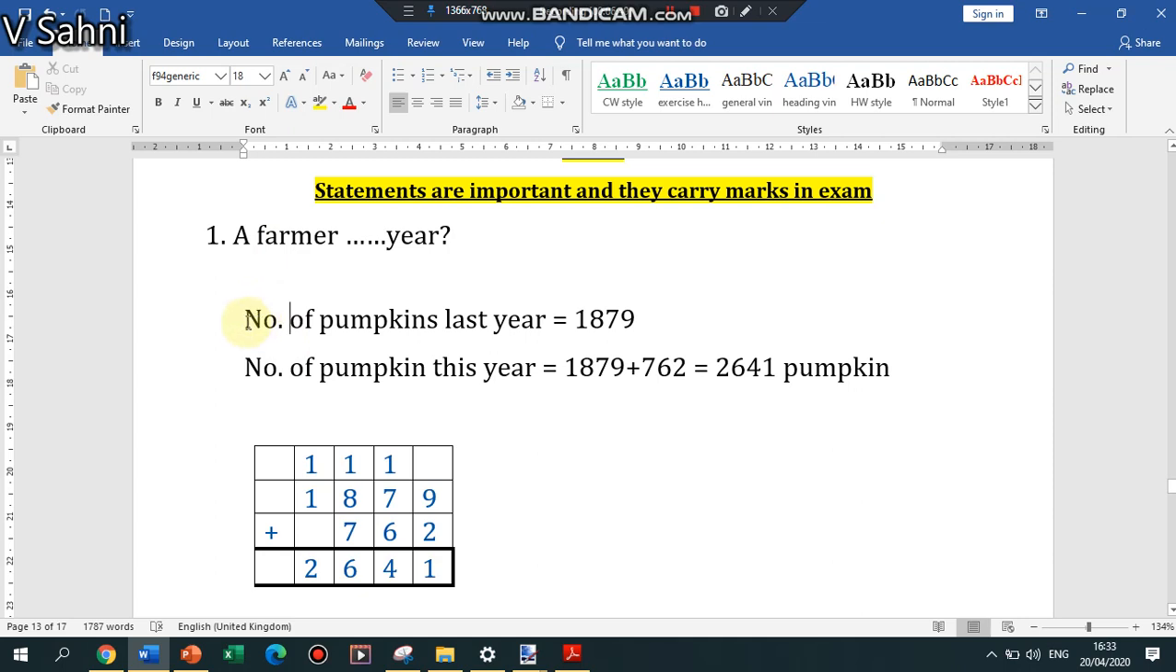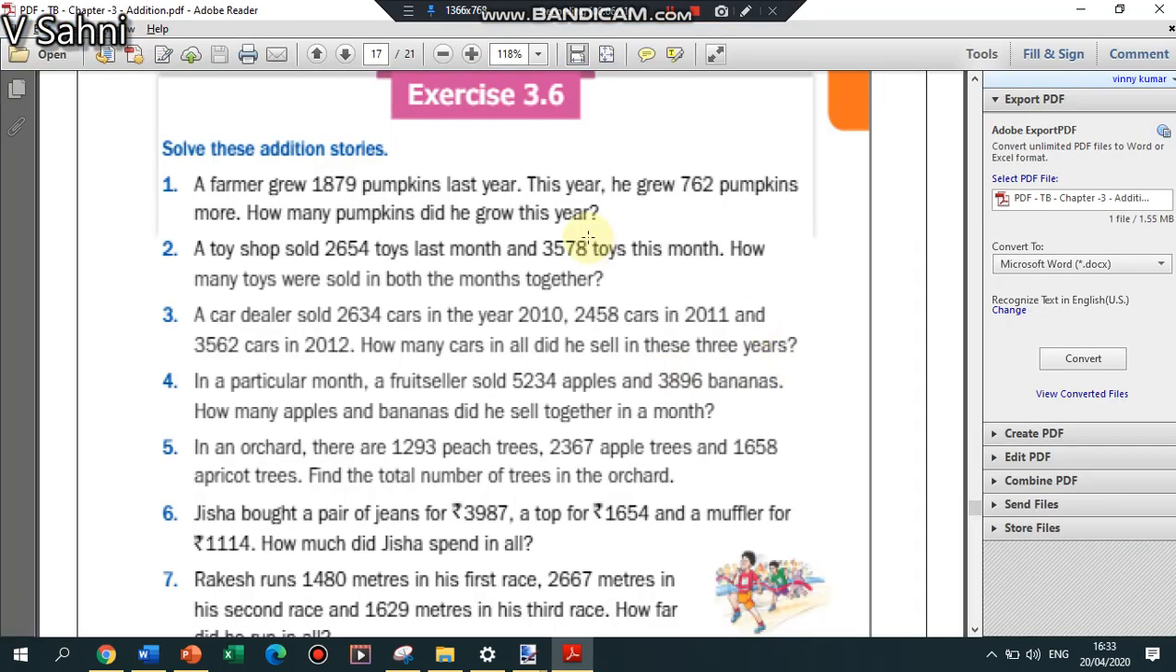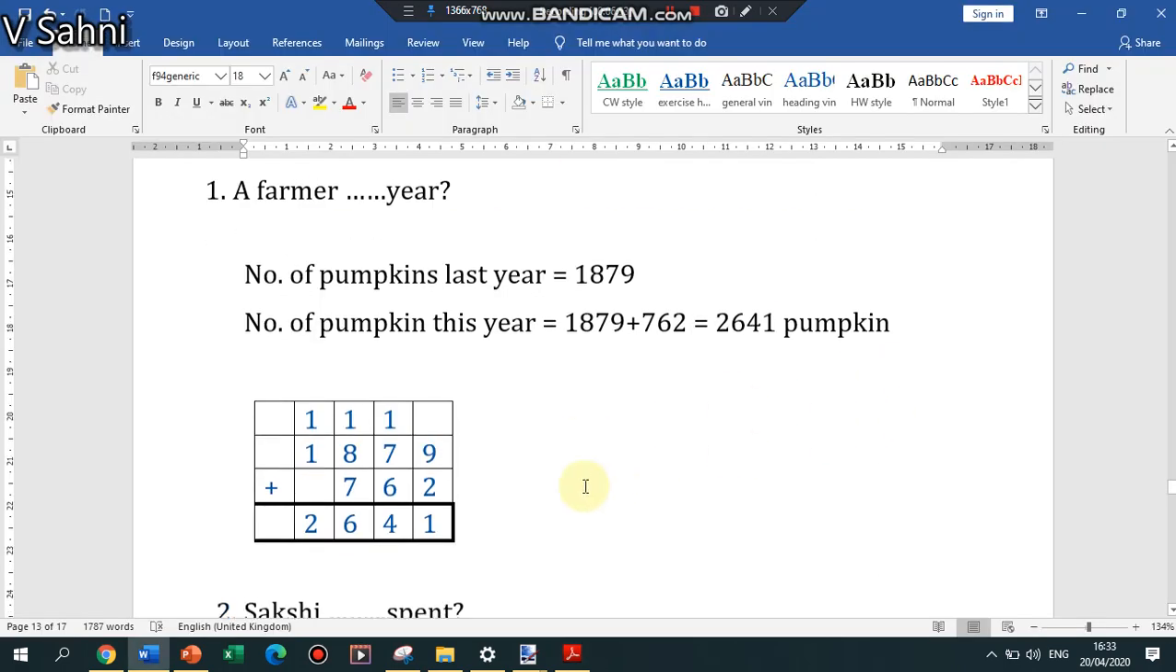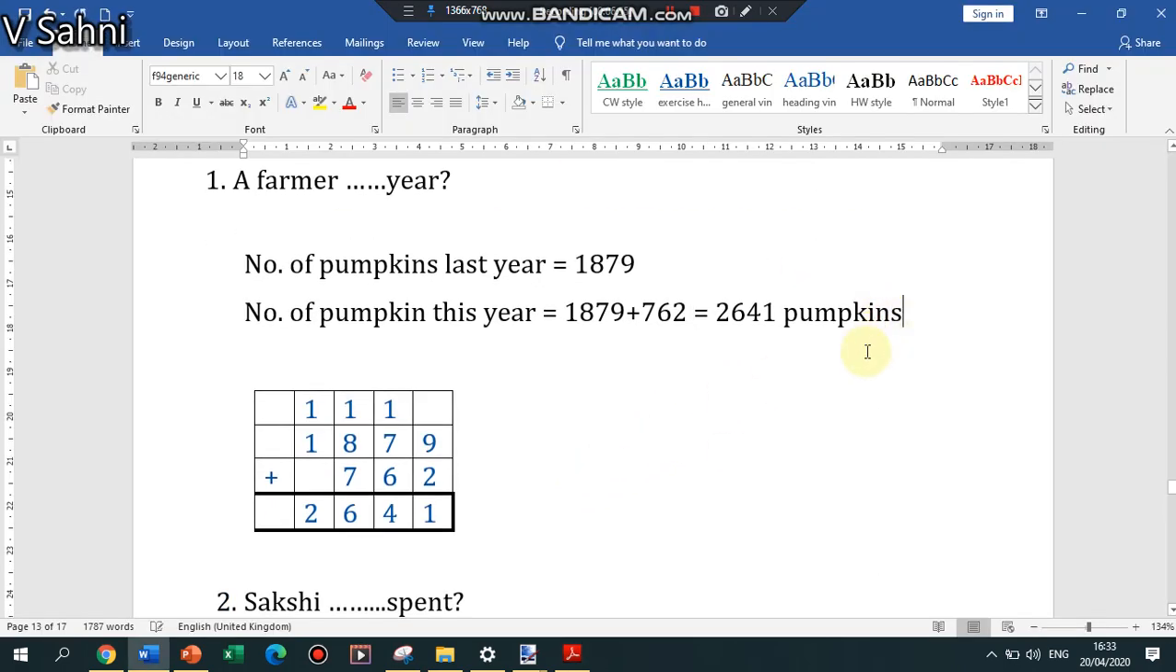So, number of pumpkins last year. How much was the number of pumpkins last year? 1870. And number of pumpkins this year is 1870 plus 762, which is grown this year. So total pumpkins are this much.